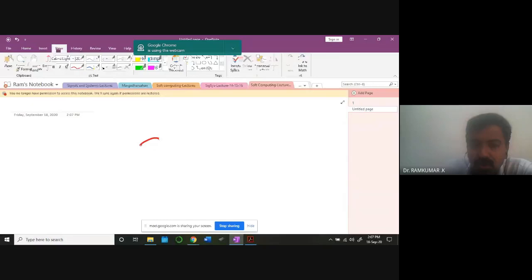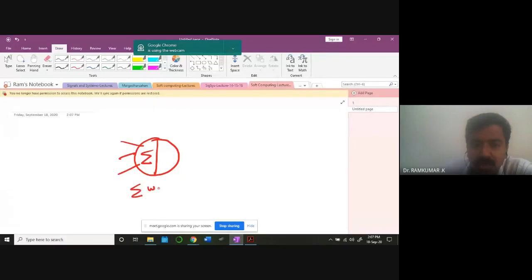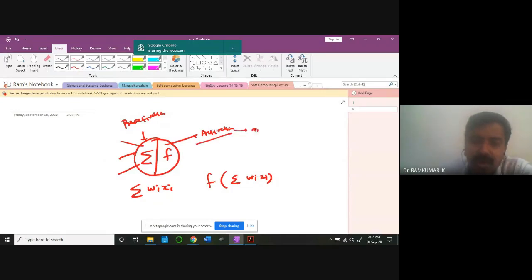For any neuron, pre-activation is this part, the summation part: summation of Wi Xi. That is the pre-activation. And activation is a function; after that you pass it through the function. This is the activation. These activation functions we have already learned many: sigmoidal, tanh sigmoidal, linear, and all kinds of functions.